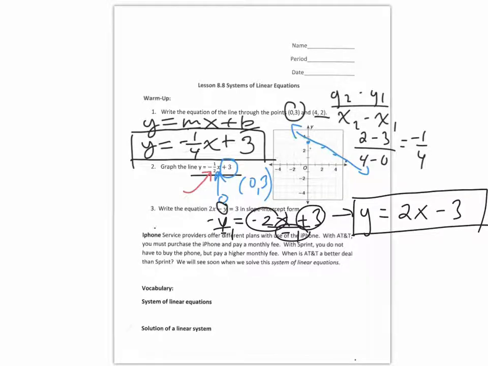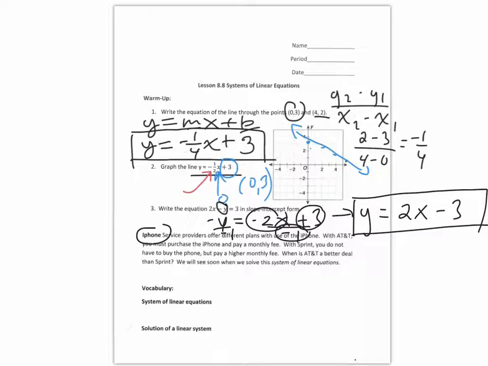Moving forward, a little iPhone question about iPhone service providers. When you start shopping for your own phone eventually, you'll be comparing different plans, AT&T, Verizon, T-Mobile. In this question, we're told service providers offer different plans with use of the iPhone. With AT&T, you must purchase the iPhone and pay a monthly fee. With Sprint, you do not have to buy the phone, but pay a higher monthly fee. When is AT&T a better deal than Sprint?